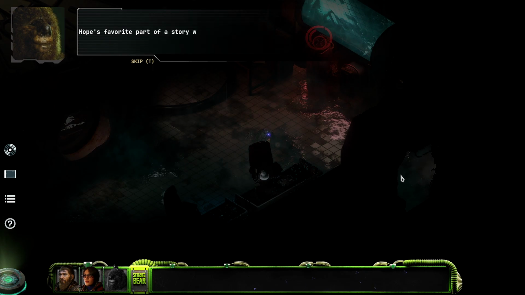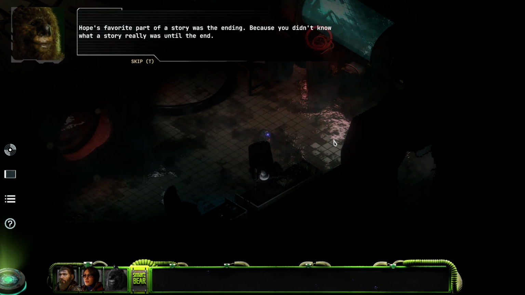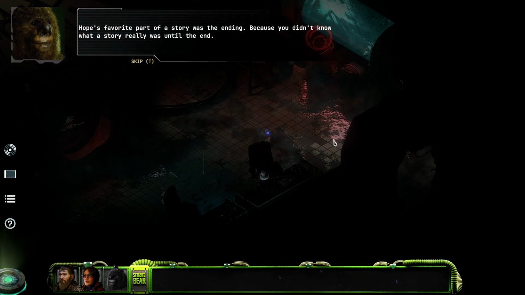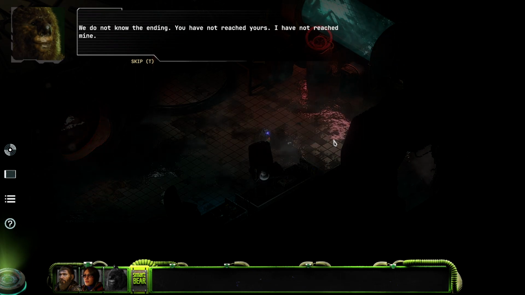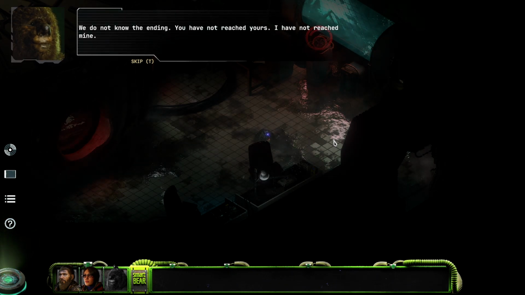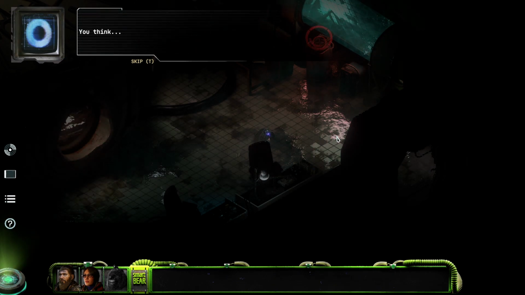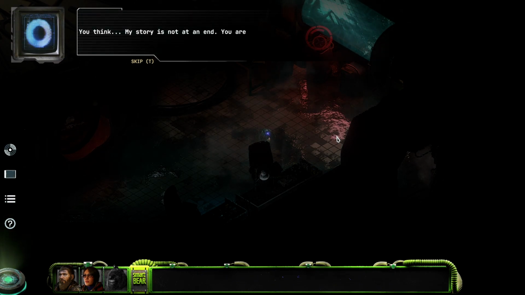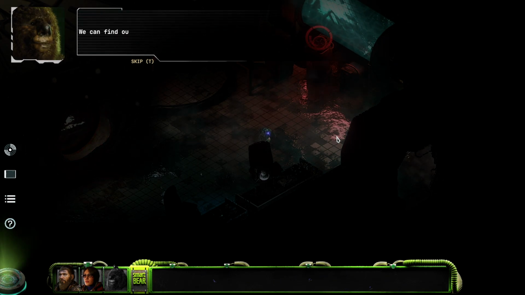Hope's favorite part of a story was the ending, because you didn't know what a story really was until the end. We do not know the ending. You have not reached yours. I have not reached mine. The story could still be anything. You think my story is not at an end? You are an optimist. We can find out together.